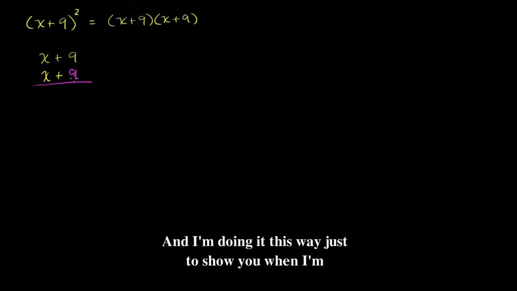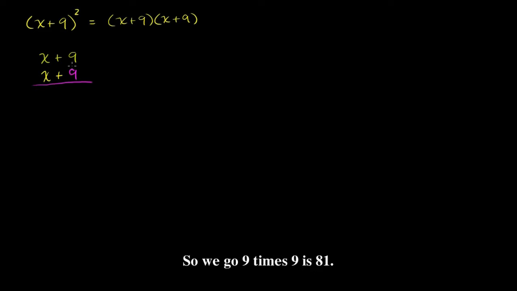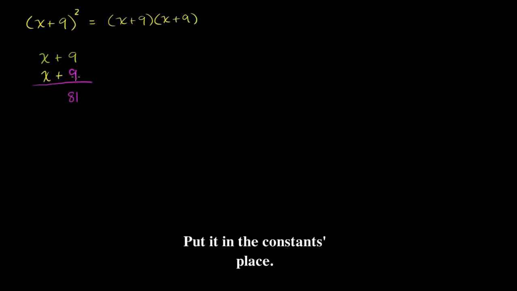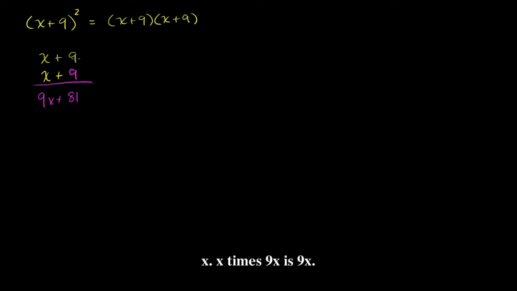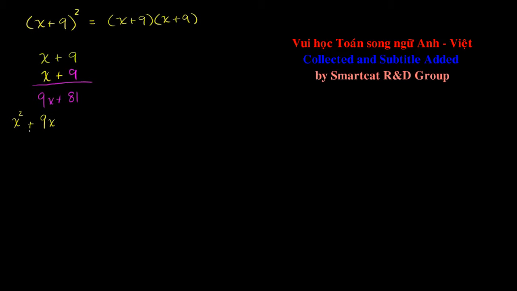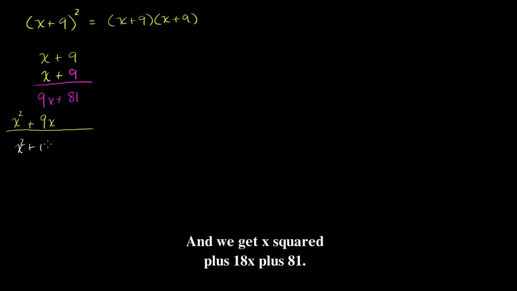And I'm doing it this way just to show you when I'm multiplying by this 9 versus this x. But let's just do it. So we do 9 times 9 is 81. Put it in the constants place. 9 times x is 9x. Then we switch to this x term. We have a yellow x. X times 9 is 9x. Put it in the first degree space. X times x is x squared. And then we add everything up, and we get x squared plus 18x plus 81. So this is equal to x squared plus 18x plus 81.